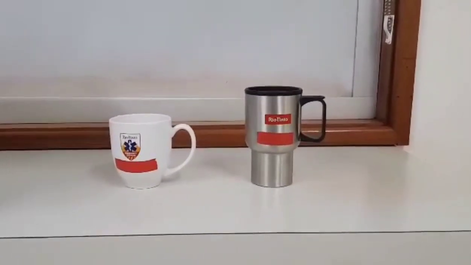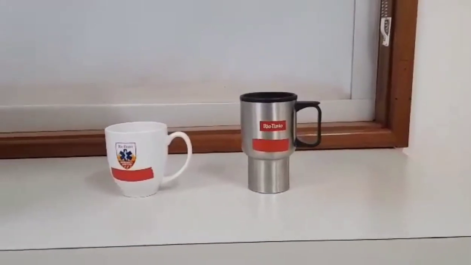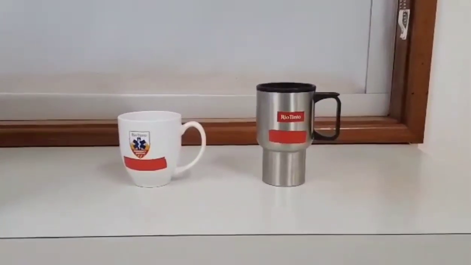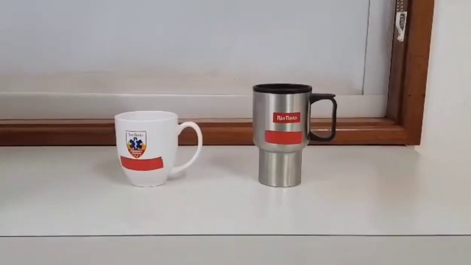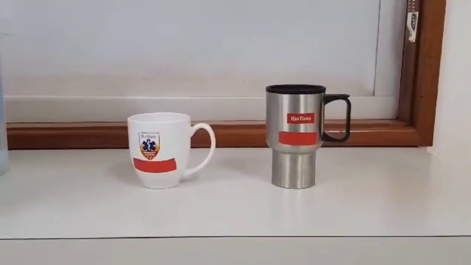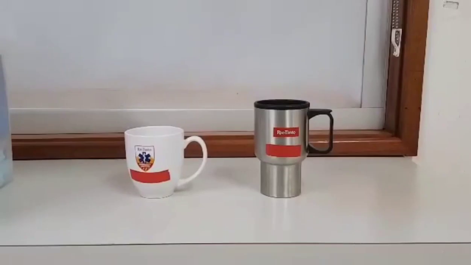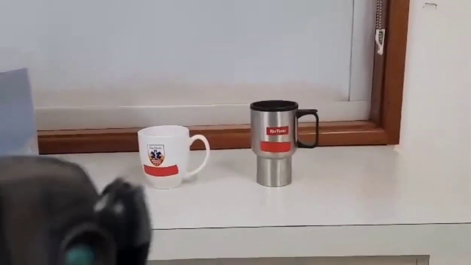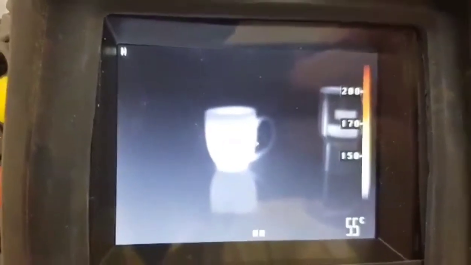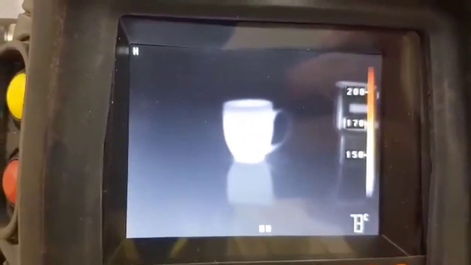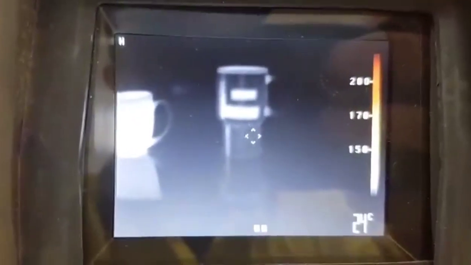Here we have two mugs, both filled with boiling water. The contents of the mugs is the same temperature. The mug on the left-hand side is a good emitter of thermal energy. The mug on the right-hand side is a poor emitter of thermal energy. When we look through the thermal image camera, notice how the ceramic mug gives us a true indicator as to the surface temperature of the mug. The aluminium mug with a shiny surface does not give us a true indication as to the surface temperature of that material.